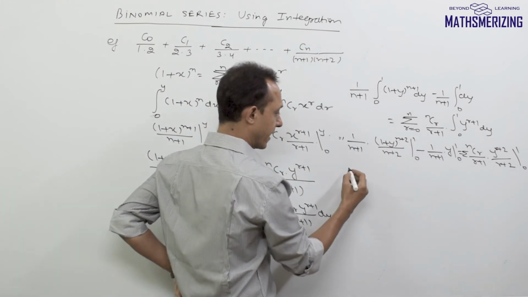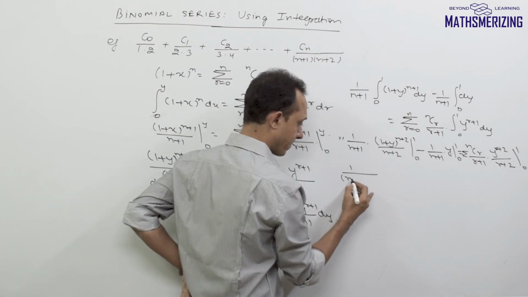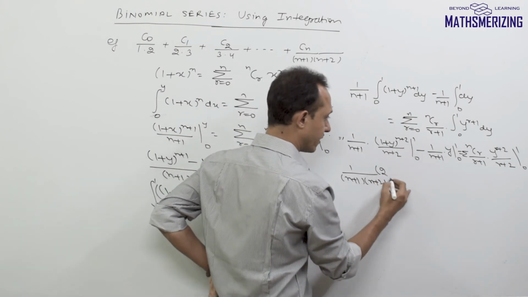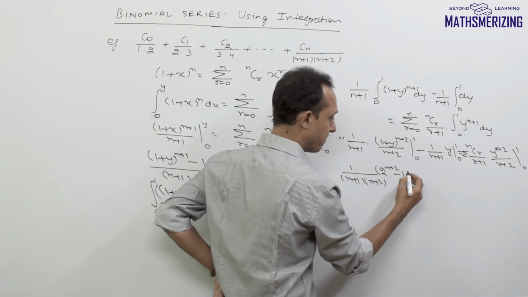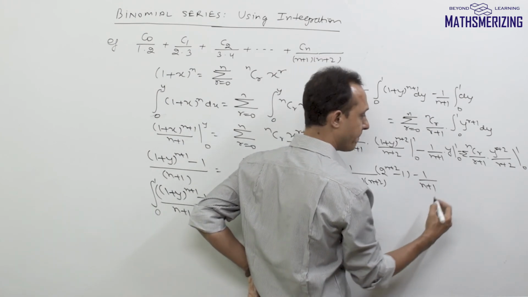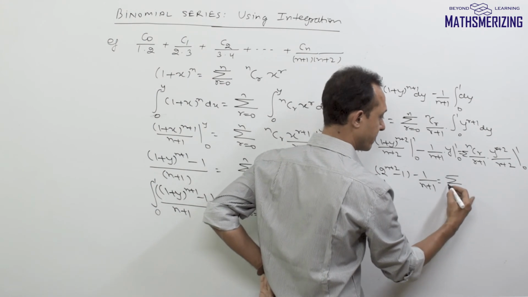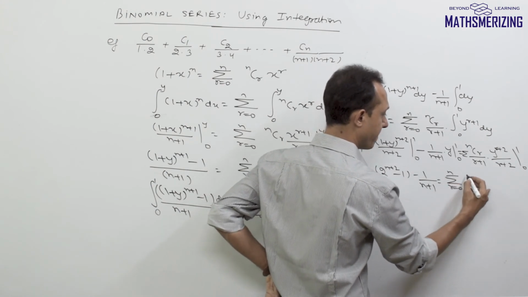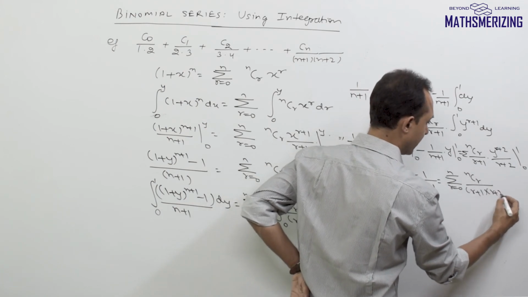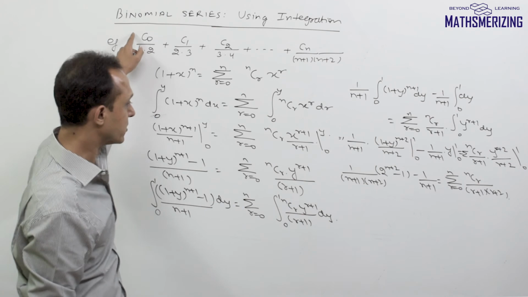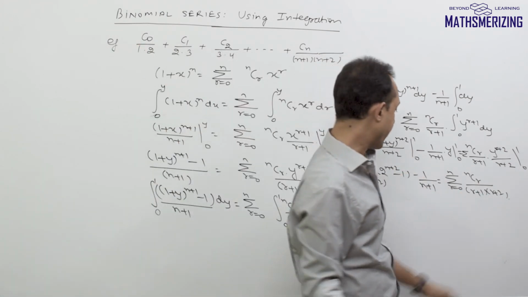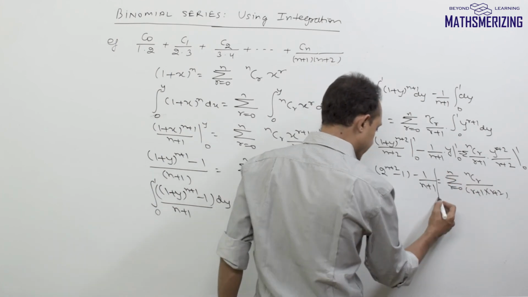So if I put the value, I'll get it as 1 upon (n plus 1)(n plus 2). So if I put the upper limit, I'll get 2 to the power n plus 2, and then minus 1, and here I'll get minus 1 upon n plus 1, and here I'll get summation r varies from 0 to n, nCr upon (r plus 1) into (r plus 2), which is the series that I need. So C0 by 1·2, C1 by 2·3, and Cn by (n plus 1)(n plus 2). So the answer to this series is this expression.